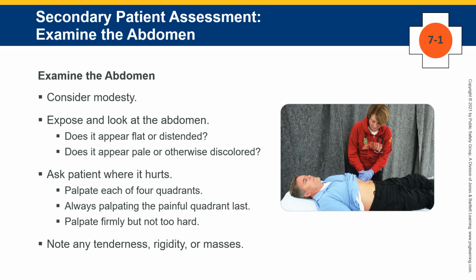As we look at the abdomen, exposing the abdomen on the hill may not be done, but we may need to, given a pertinent medical condition that we're responding to. We want to note if it appears flat, normal, or if there's some distension there. We might look for discoloration or some bruising there in the case of a traumatic injury. And then we're going to systematically palpate each of the 4 quadrants using the umbilicus as our landmark, and we want to palpate the painful quadrant last.